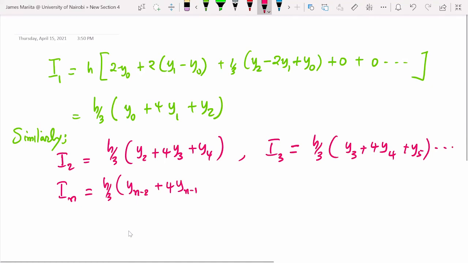This should be yn minus 1. Then the other one is what? Is this n minus 1 then, or n plus 1? Plus 4yn.